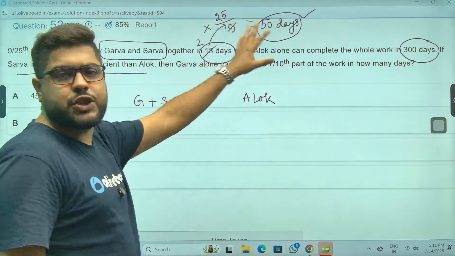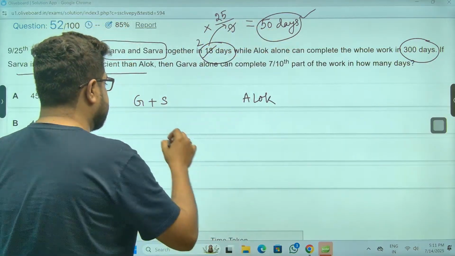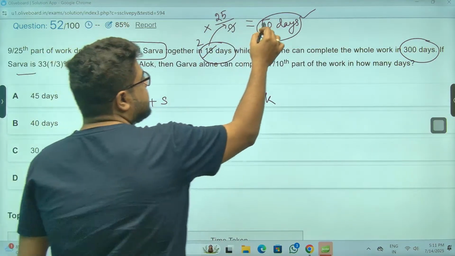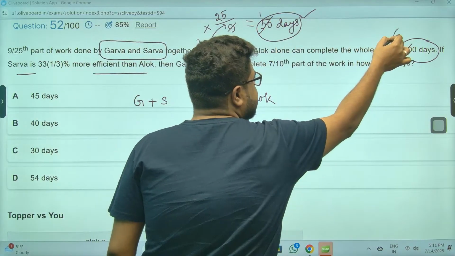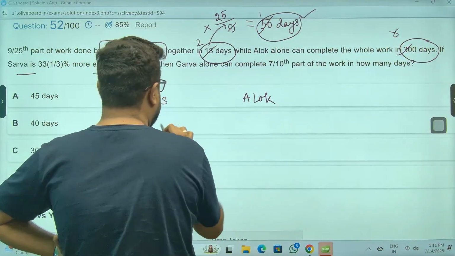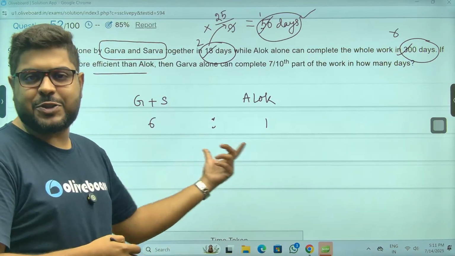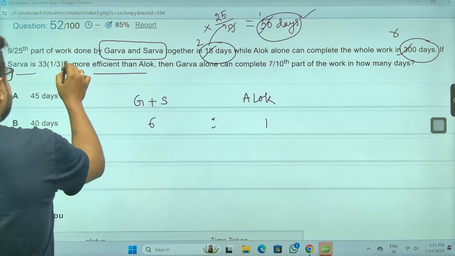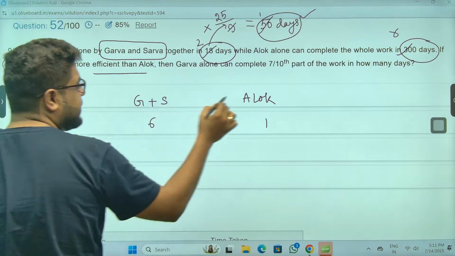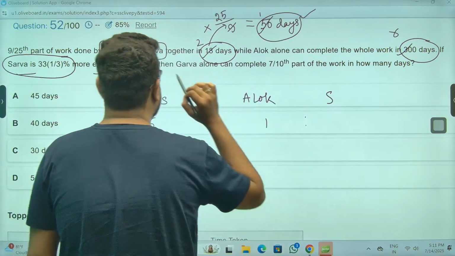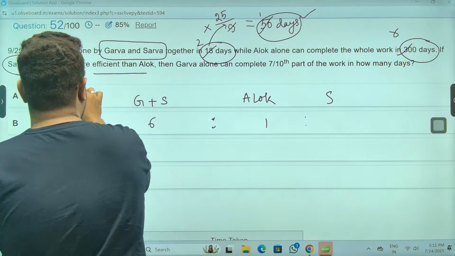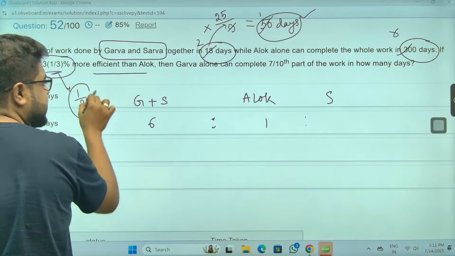The time ratio I know, sir, 50 to 300. So the efficiency ratio is 1:6. If this is the time ratio, then the efficiency ratio must be this. Now, Sarva is 33 and a third percent, so we can figure out Sarva's efficiency as well. 33 and 1/3 percent means 1/3 more efficient.